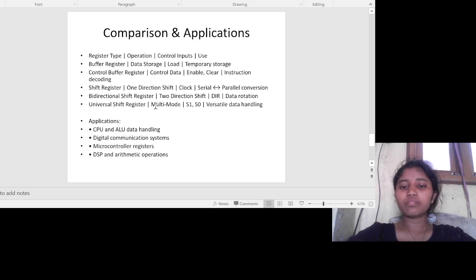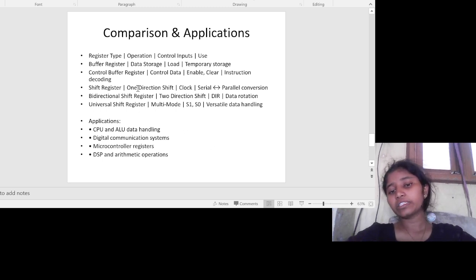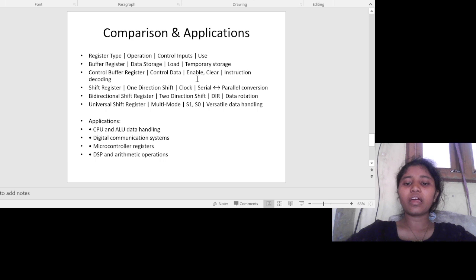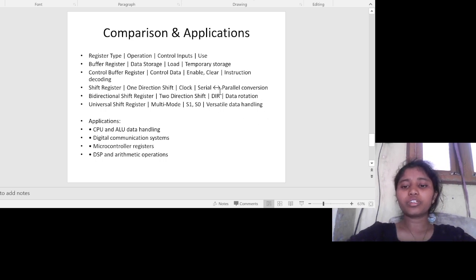A bidirectional shift register has two directions. The normal shift register has one direction, that is left or right, but the bidirectional one has two shifts, both right and left. Its control input is DIR, which means directional input. It is used for data rotating.